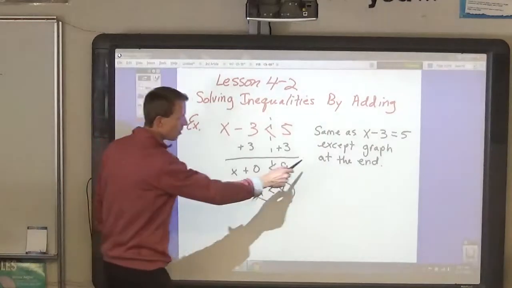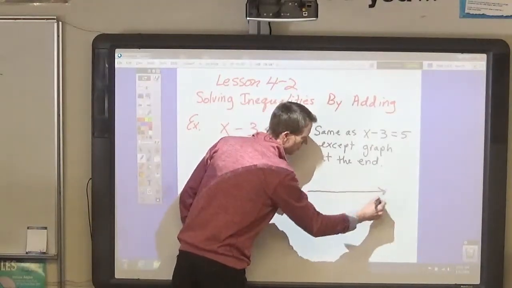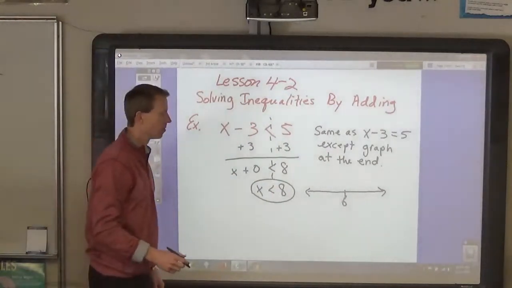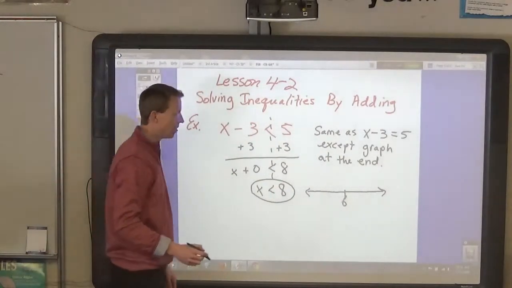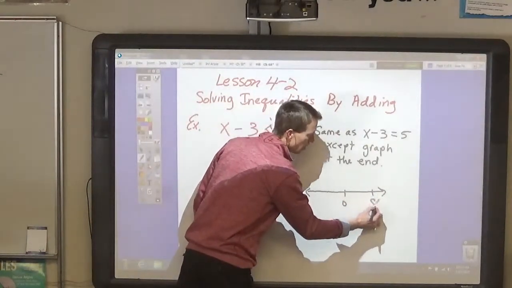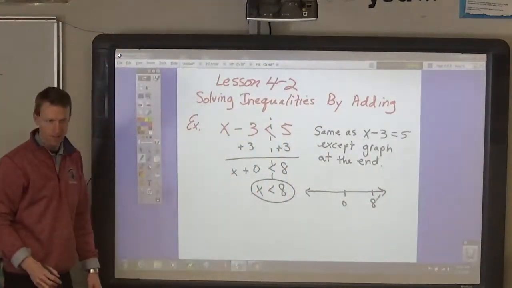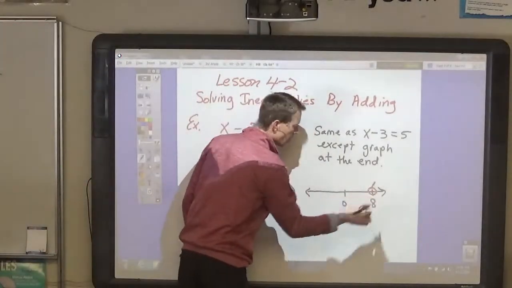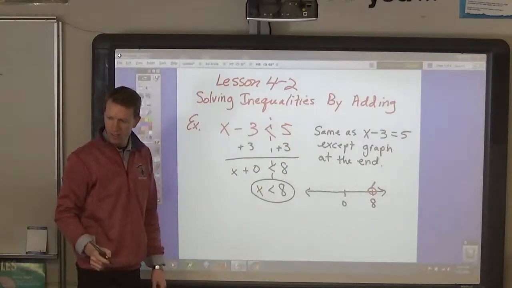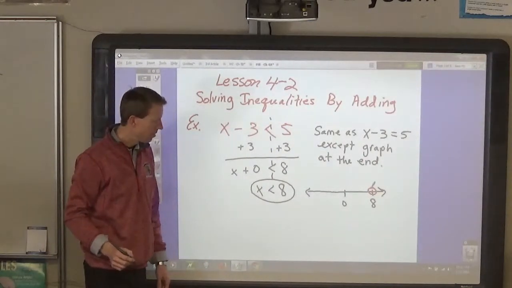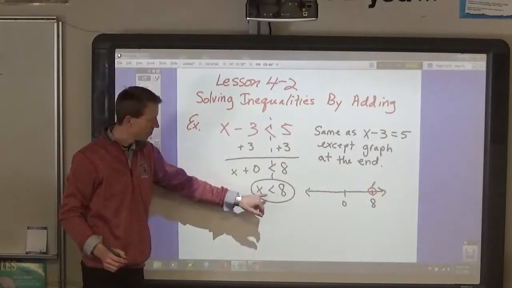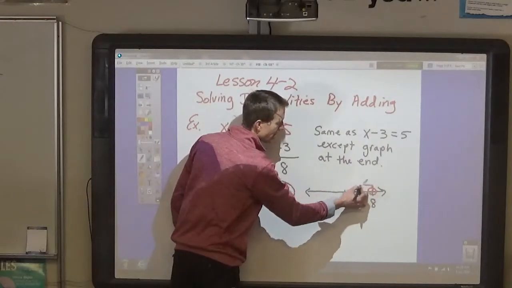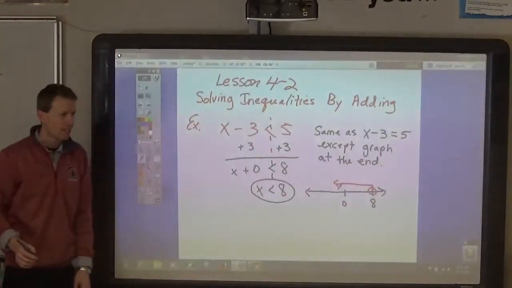Now, you have to graph it. So you draw a line, mark where 0 is, and then mark the number. Use what kind of dot? Open dot. And an arrow to the... read what it says. So arrow to the left. Very good, Keyshawn. X is less than 8.